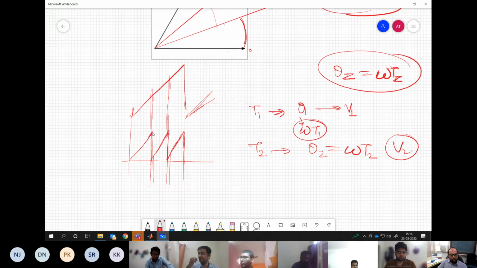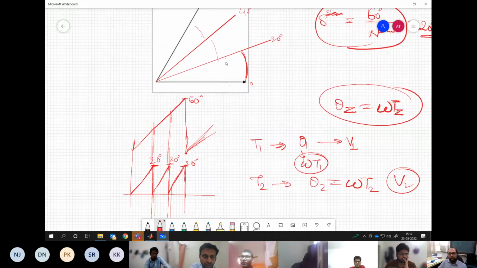Now, what are the values of these points? What is the value of this point? 20, 40, 60. No, 20, 40, 60 is not needed. Just 20, right? We have divided this 60-degree interval into 3 parts, each having a duration of 20 degree. You understand my point?